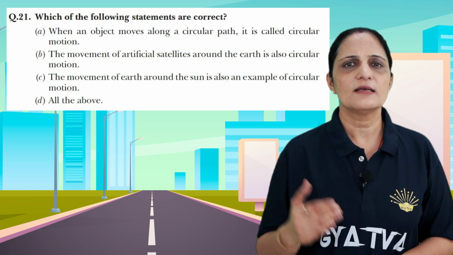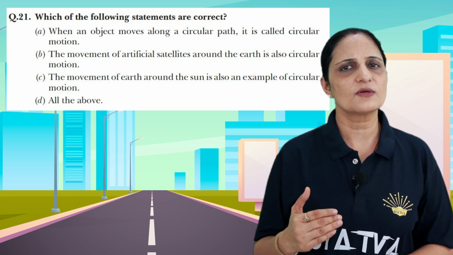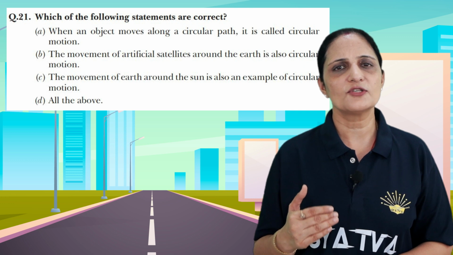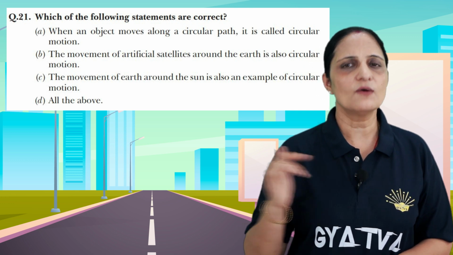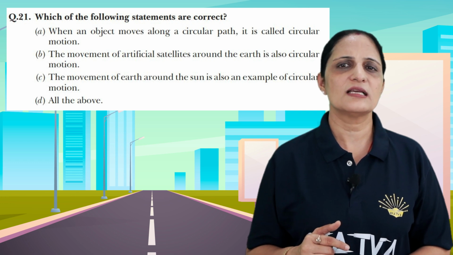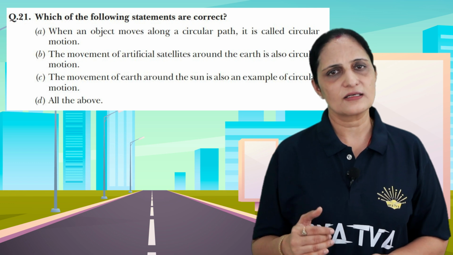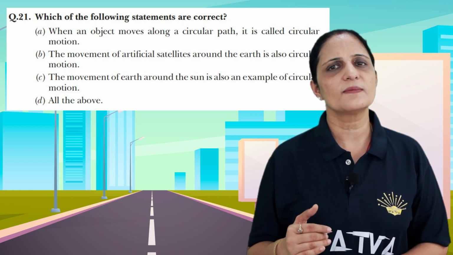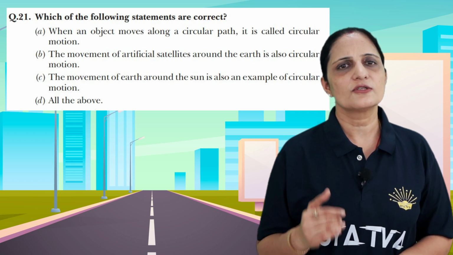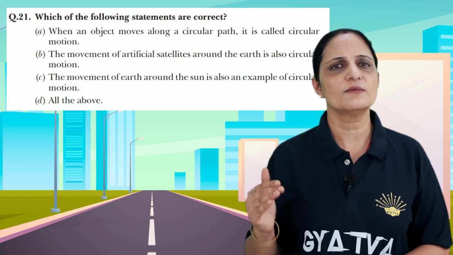Question number 21. Which of the following statements are correct? First, when an object moves along a circular path, it is called circular motion. Second, the motion of artificial satellites around the earth is also called circular motion. Third, the movement of earth around the sun is an example of circular motion. Yes, all these statements are correct, because when an object is moving in a circular path, the motion it exhibits is known as circular motion. The remaining two are examples of objects in circular motion.